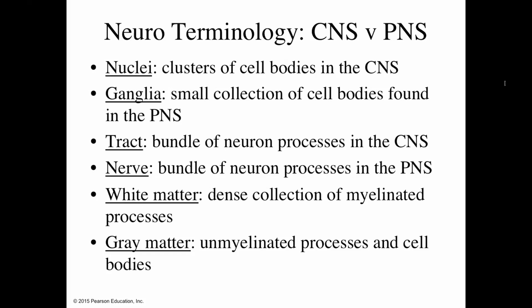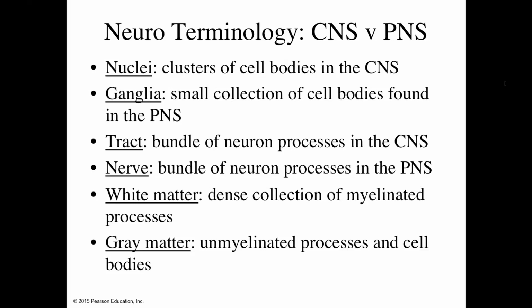You might have heard of that term when we're talking about different brain regions. Basolateral nuclei, for example. Nuclei means just a cluster of cell bodies. Now, a ganglia means a small collection of cell bodies, but in the peripheral nervous system. So when we talk about the basal root ganglia coming off of the spinal cord, ganglia there means a small collection of cell bodies in the peripheral nervous system.